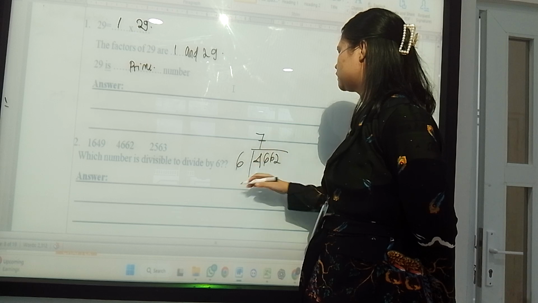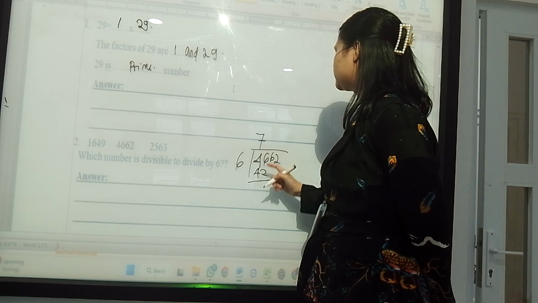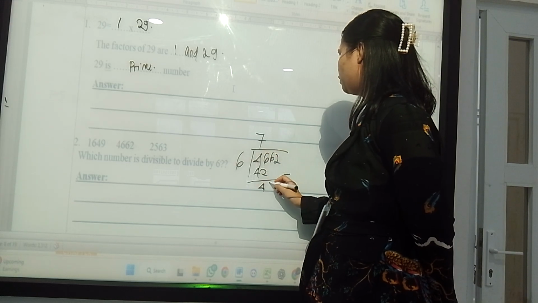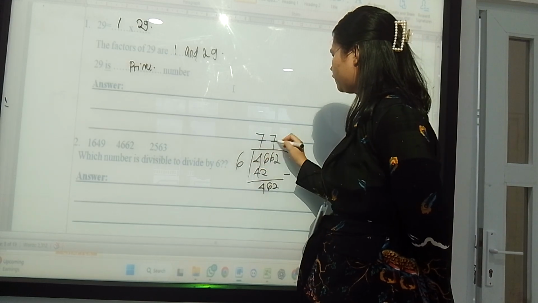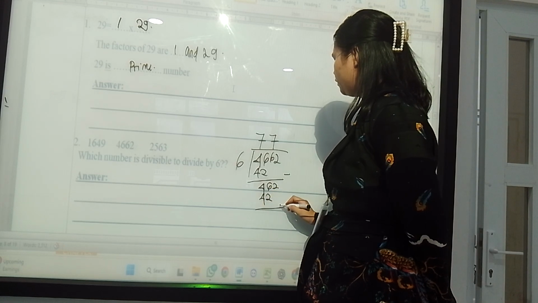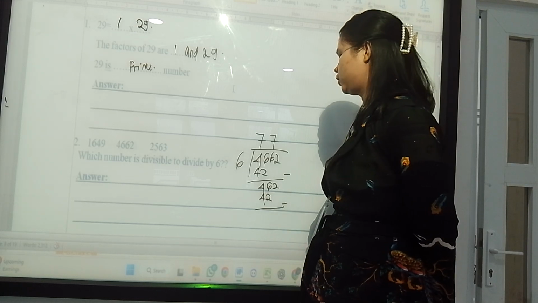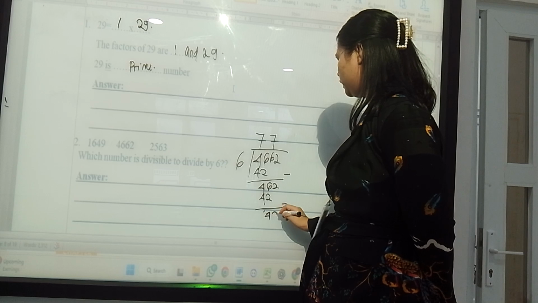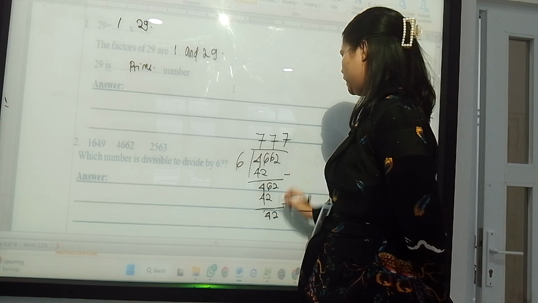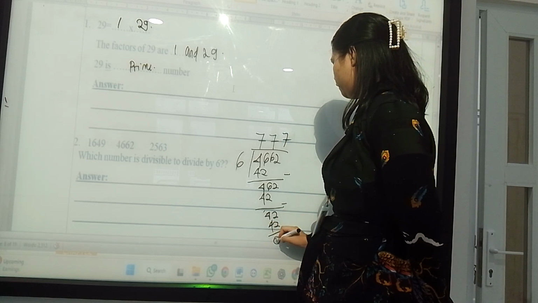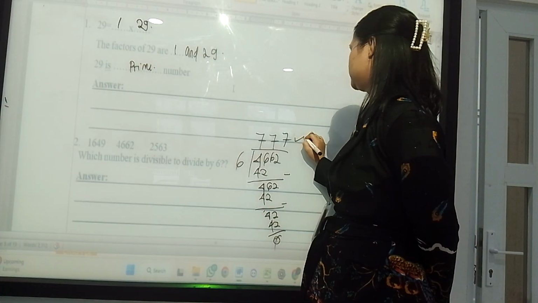It's 7 times 6, 42. And then we need to minus first. 49 minus 42 equals 7. And then 62 going down. And then we need to find again 6 times what? Close to 76. It's 12. Then 6 times 7 equals 42. Then we need to minus again. 46 minus 42, it's 4, and 42 again. 6 times what equals 42? It's 7 again. So 4,662 can be divided by 6.